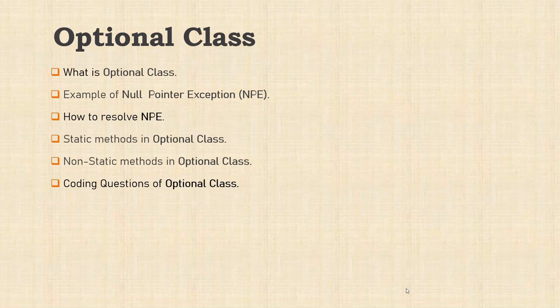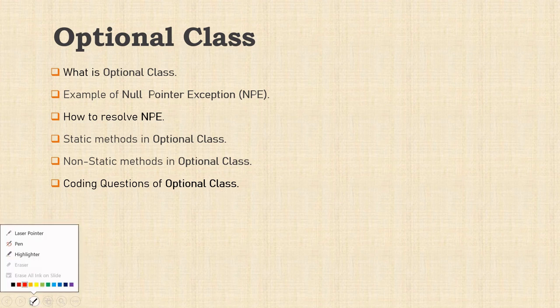According to interview scenario. Okay, so firstly we are going to touch what is optional class and an example of null pointer exception, how to resolve null pointer exception, static methods in optional class, non-static methods in optional class, and coding questions of optional class. So we are going to touch all these questions, so we'll cover one by one. So let's get started.